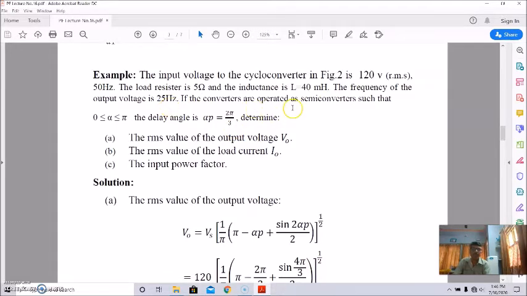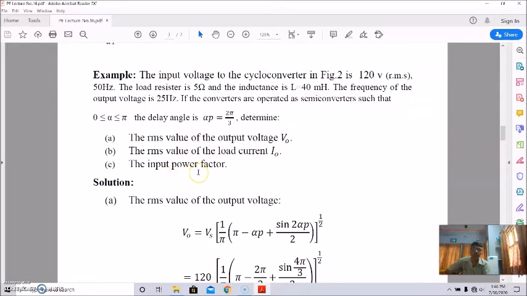If the converters are operated as semi-converters such that the delay angle alpha varies from 0 to pi and the delay angle is alpha p equal to 2 pi by 3, determine the RMS value of the output voltage V0, the RMS value of the load current I0, and the input power factor.